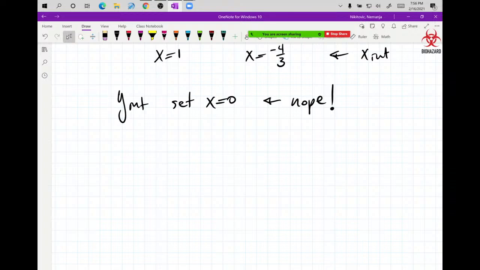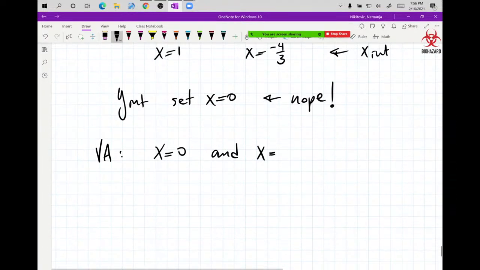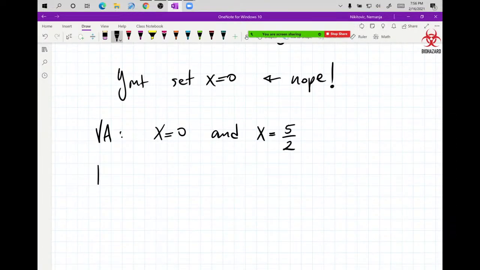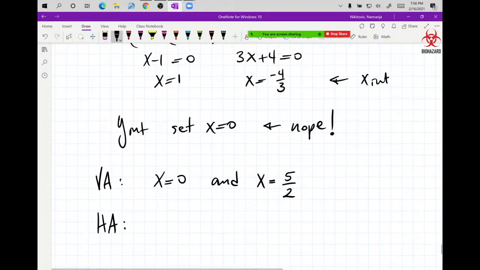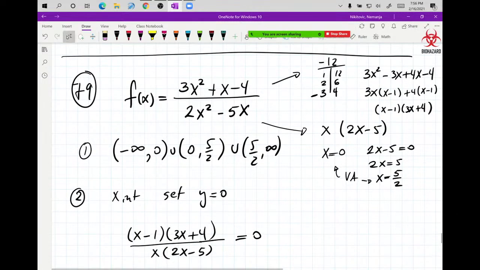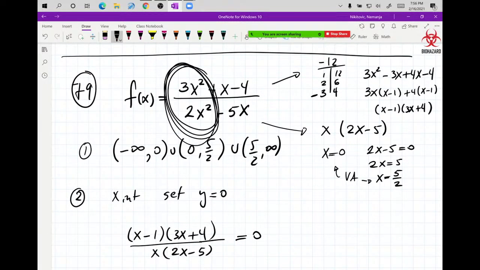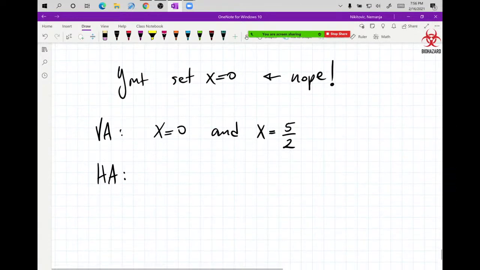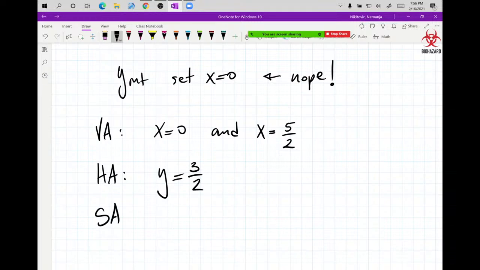Okay, we're good there. And the next one is asymptotes. So vertical asymptotes, we already know x equals 0 and x equals 5 halves. That's 2.5, that's easy. Horizontal asymptotes. Let's look at the original problem. Yes, they're the same. When they have the same exponent, that means their front coefficients give the asymptote. So 3 halves. And slant asymptote, none, because we have horizontal. Right? You can't have both of them. So either slant or horizontal.